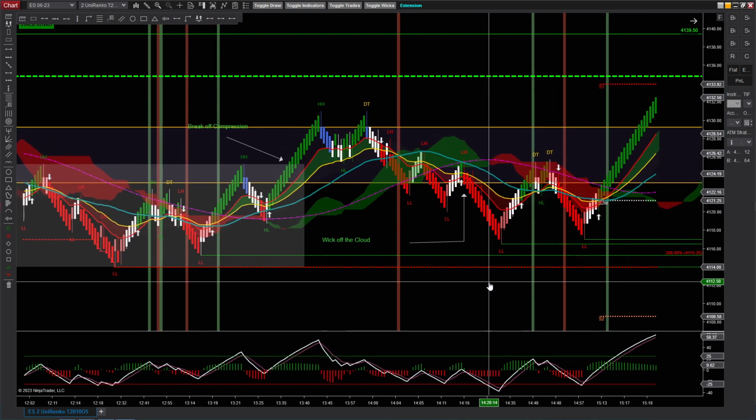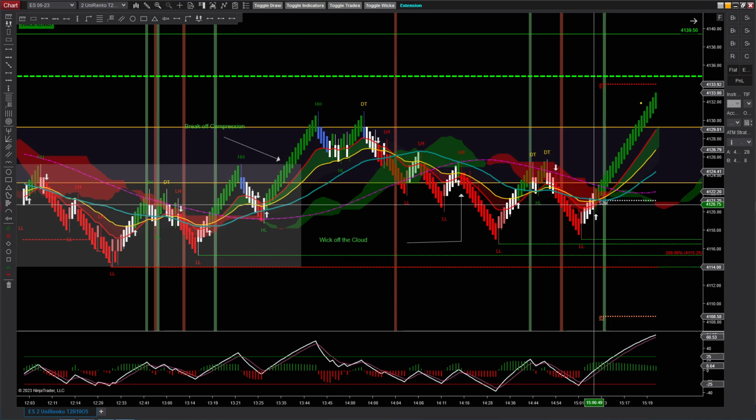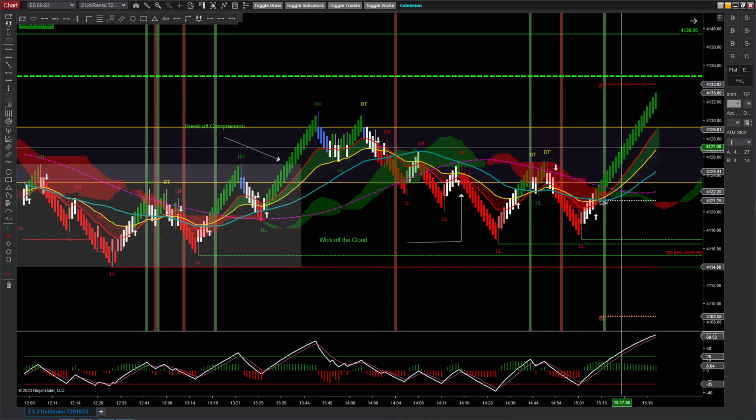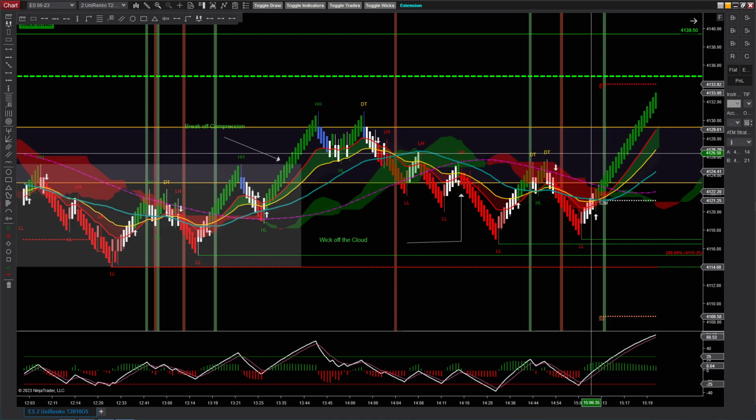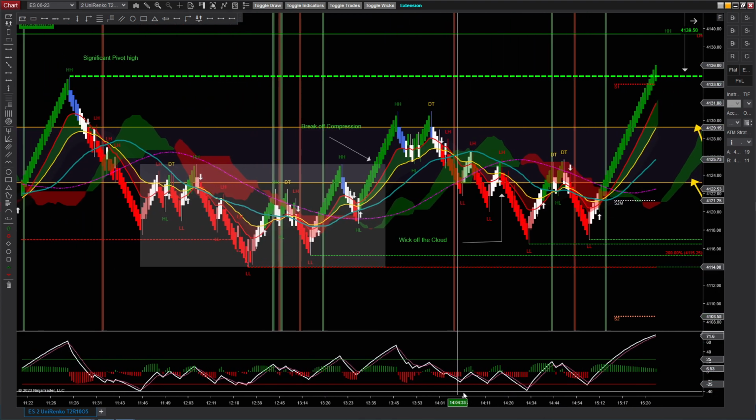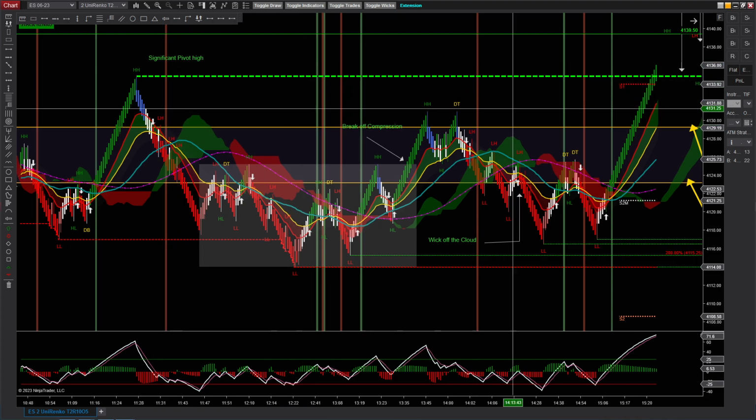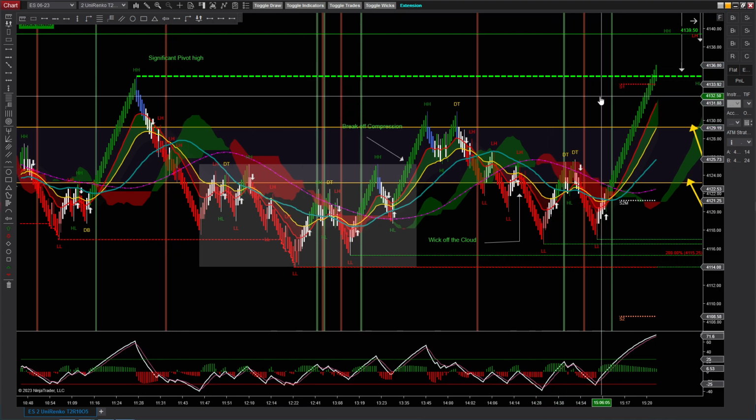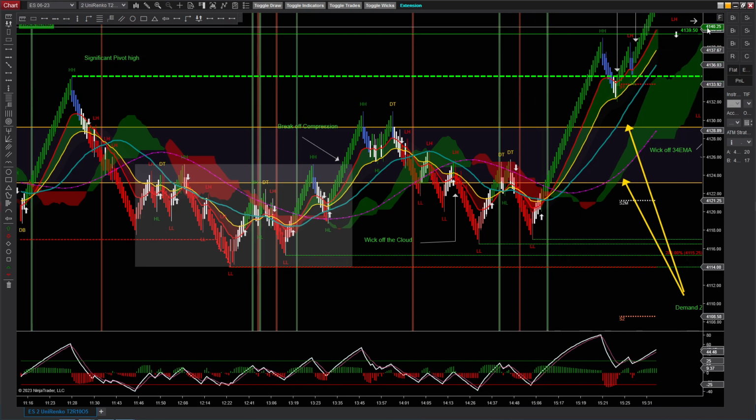Now, you see that there's a breakout of this double top right here. Okay, and then the market started to move up, but still we are in this zone. Now there's a breakout of this significant pivot high right there, and then came back down.